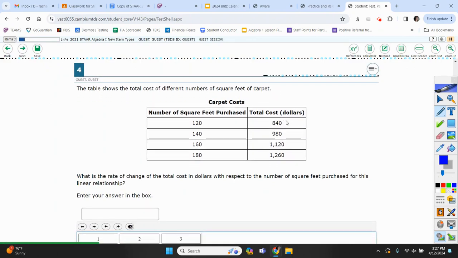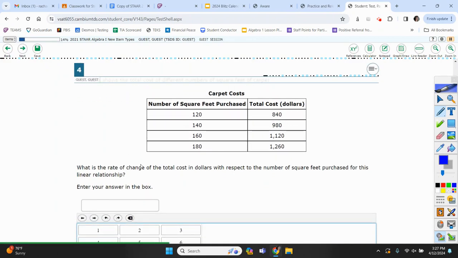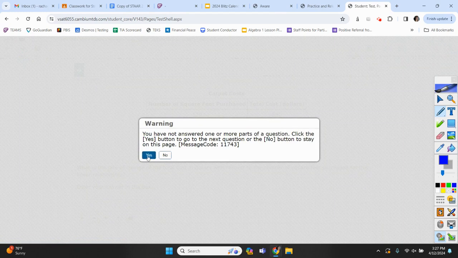Number 4, this is just find the rate of change. We've done this a lot. You're just doing y2 minus y1 over x2 minus x1, divide them, enter your answer. So we're not going to practice that one. We've done that a lot.